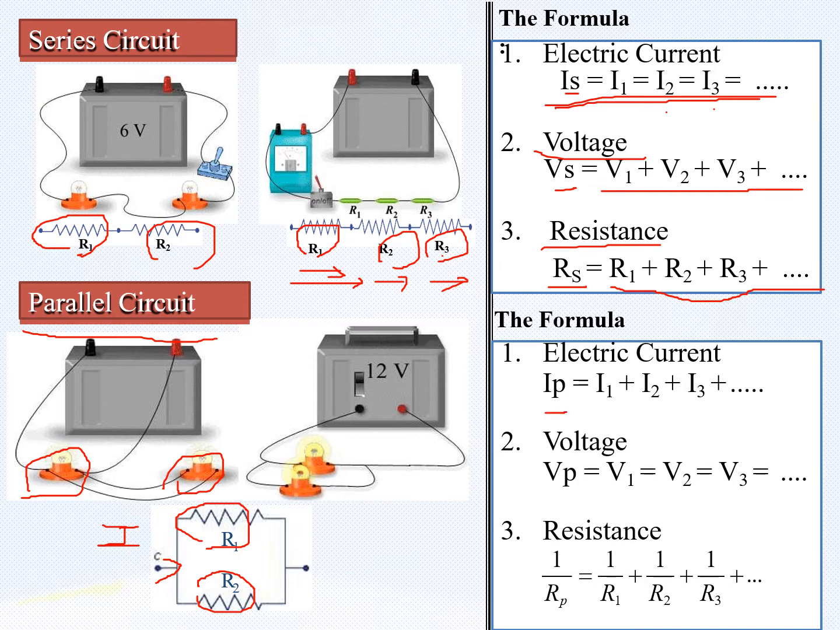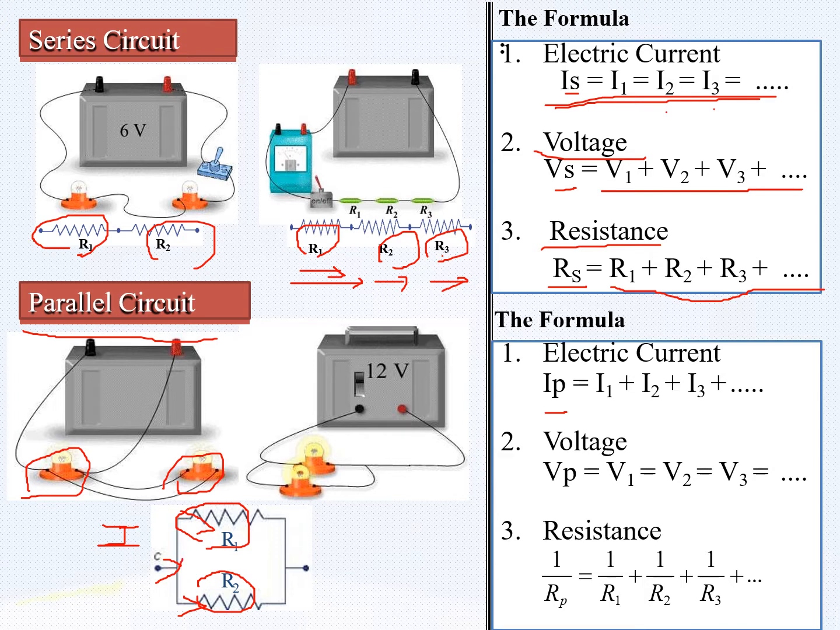Now at this junction, the current is divided into two parts. One will go to R1, another will go to R2. So the current flowing through R1 I will call I1, and through R2 I will call I2. So what happened here? The current is divided into a number of branches of the resistance.